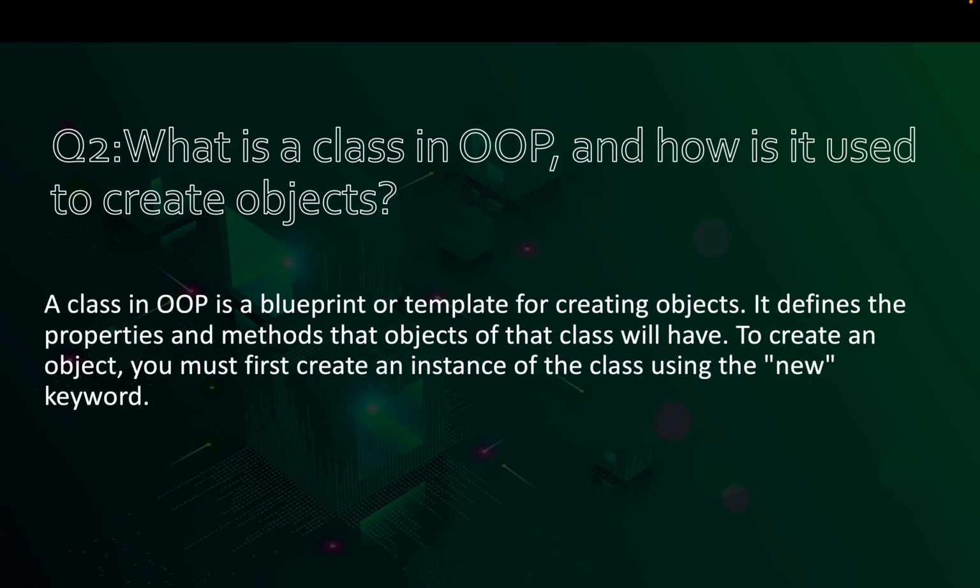Question number 2. What is a class in object-oriented programming and how is it used to create objects? A class in object-oriented programming is a blueprint or template for creating objects. It defines the properties and methods that objects of that class will have. To create an object, you must first create an instance of the class using the new keyword.